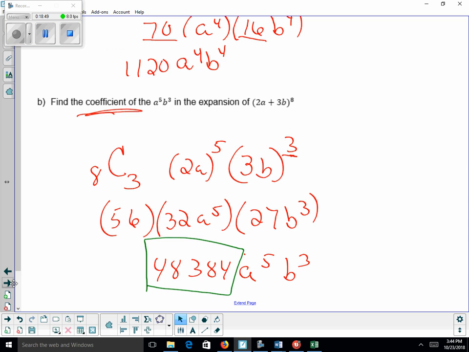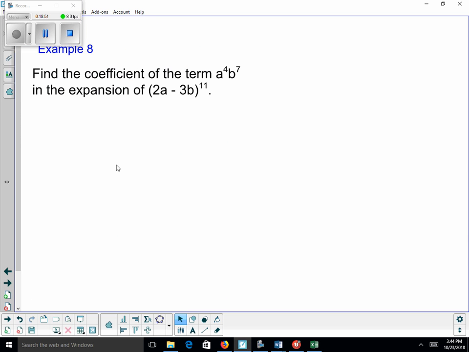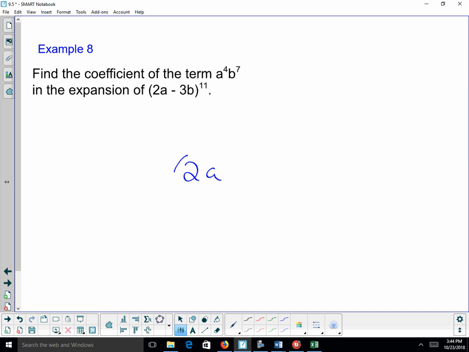Okay, one more problem. We're going to find the coefficient of the term that has a to the 4th, b to the 7th when I raise that whole binomial up to the 11th power. So it just wants the coefficient, but I'm going to bring the variables with me because it helps me do the work. So for a to the 4th, that means that whole 2a has to be raised to the 4th power, and negative 3b has to be raised to the 7th power. Then to find the coefficient that goes in front of this term, I'm going to do a combination. I'm going to do 11 choose 7.